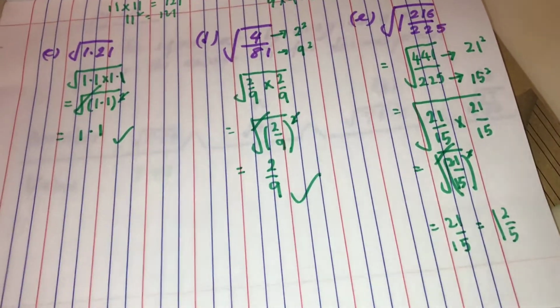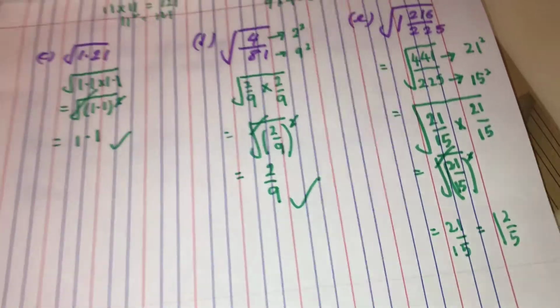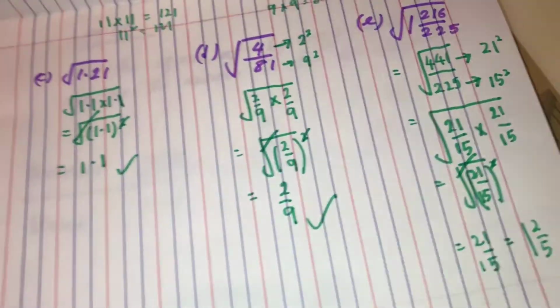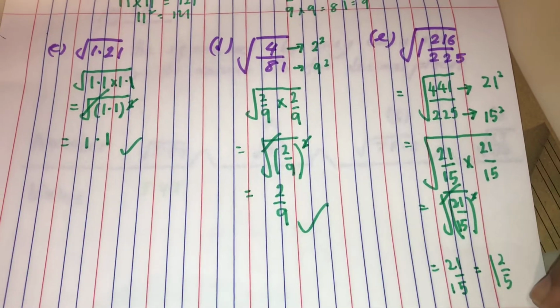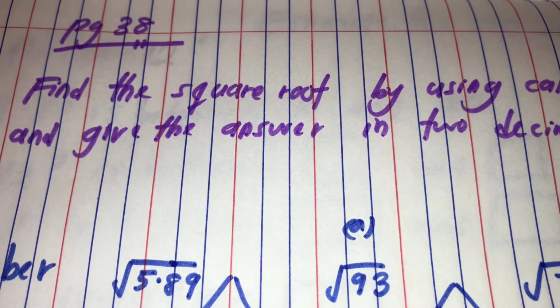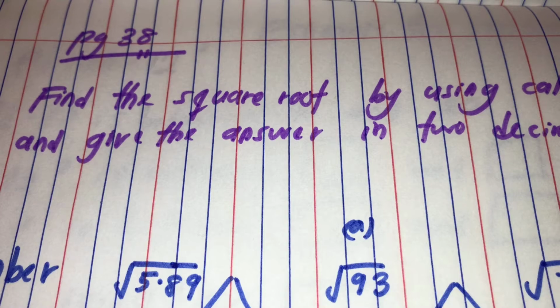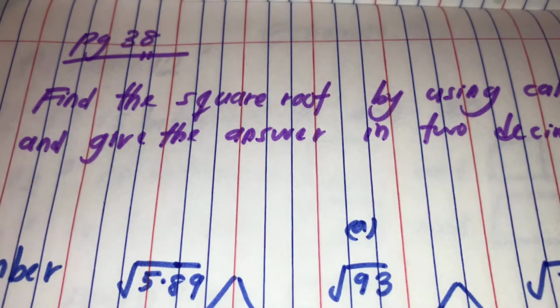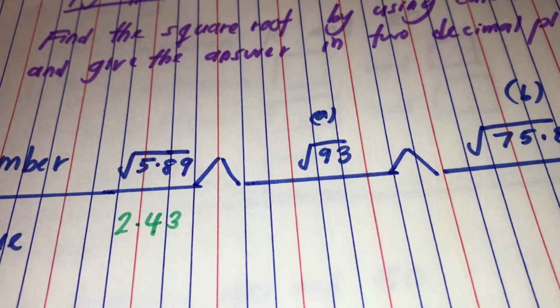This question is to find the values without using a calculator. If you want to check whether your answer is correct or not, you can press your calculator to check. Now page 38, still at page 38, question 7. Find the square root by using a calculator and give the answer in 2 decimal places. So this question needs you to use the calculator.